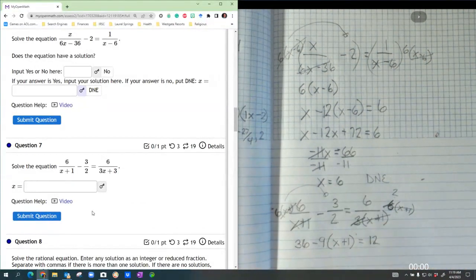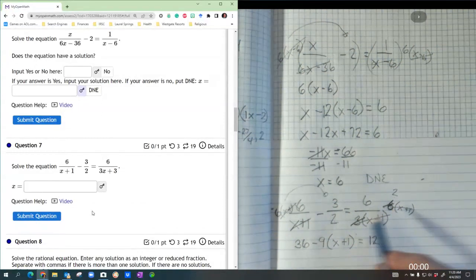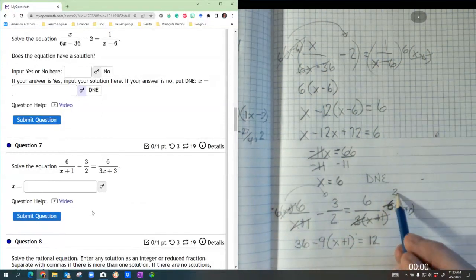I love that guy. His name's Ryan. This guy is my checker. He is amazing because I didn't change this side. I changed this side, but I didn't change this side. So the 3 goes into 6 2 times. 2 times 6 is 12.